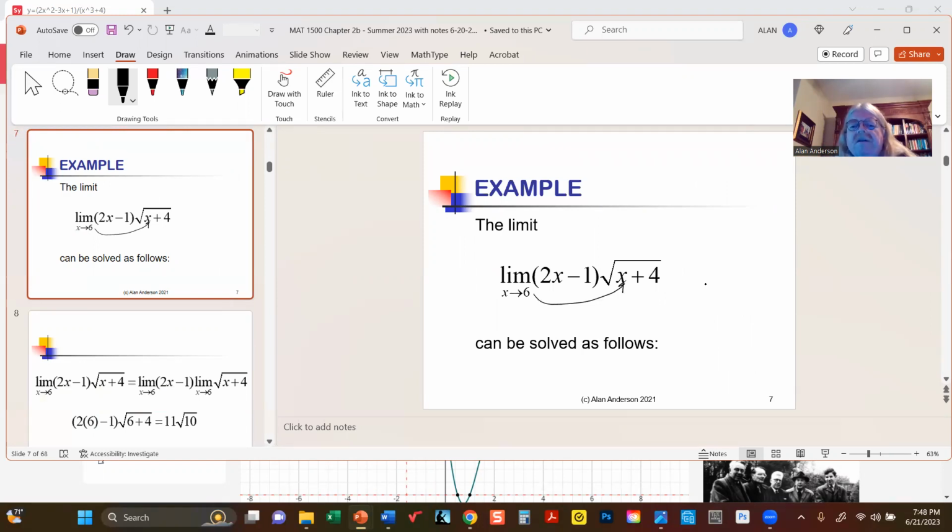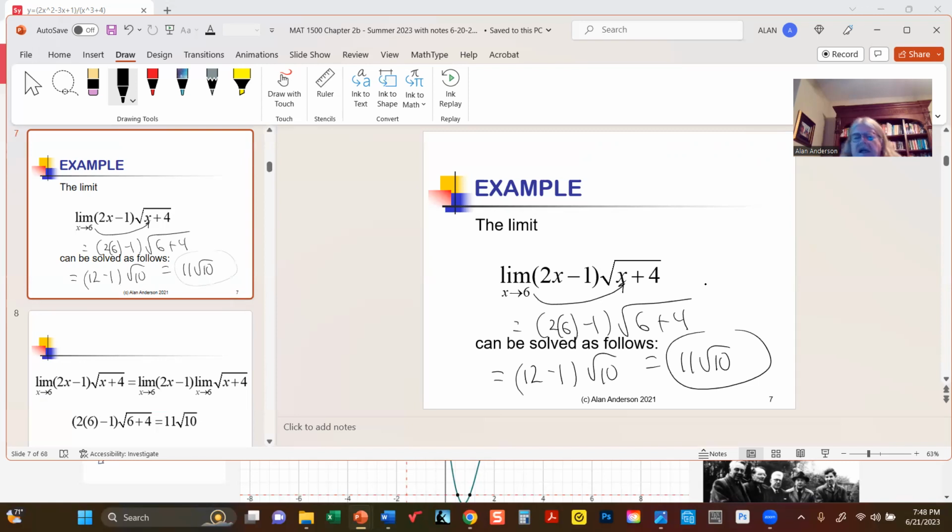So therefore, we can go ahead and substitute 2 times 6 minus 1 radical 6 plus 4. 12 minus 1 radical 10, or simply 11 radical 10. And you can't actually simplify it any further. That's as far as you can take it. So let's just leave it like that. Now, of course, if you need the exact value, that's a different matter. You can go to your calculator and come up with an approximate value for 11 radical 10. It'll be about 35 or so.